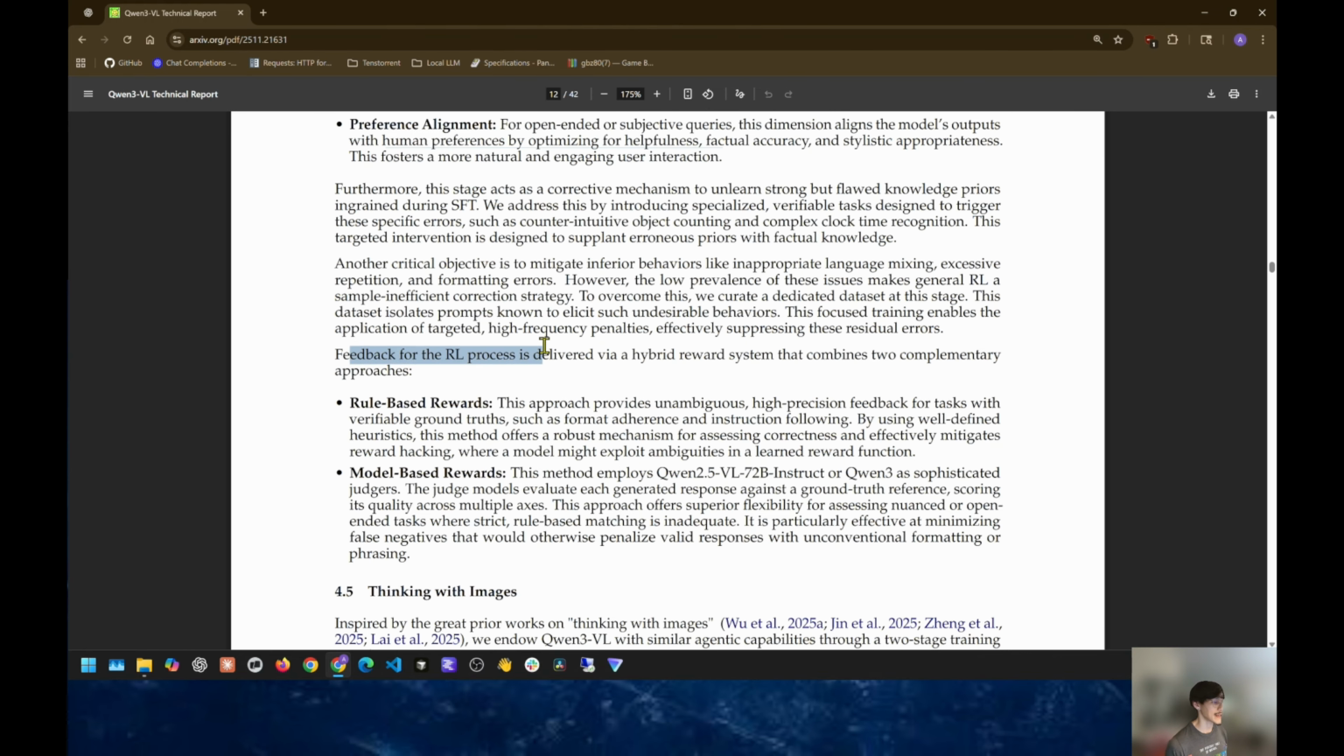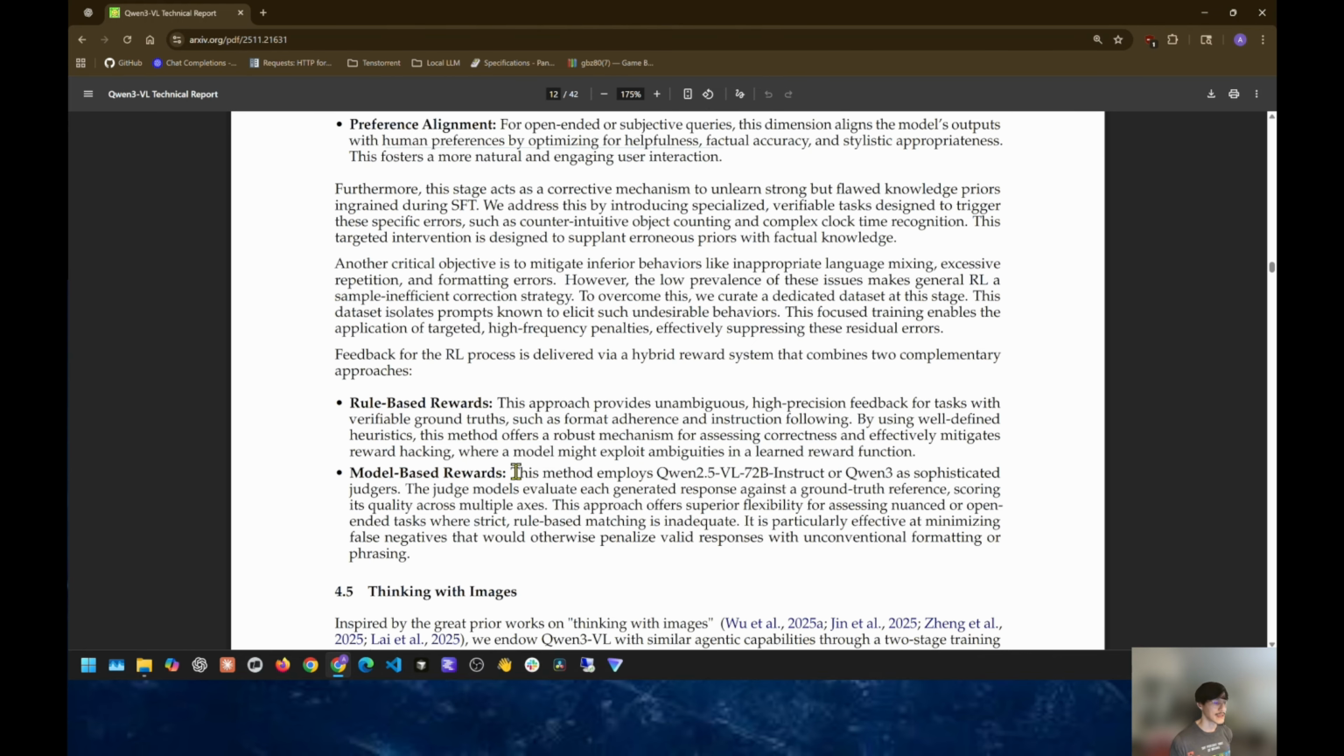Feedback for the RL process is delivered via a hybrid reward system that combines two complementary approaches. Rule-based rewards. This approach provides unambiguous, high-precision feedback for tasks with verifiable ground truths such as format adherence and instruction following. By using well-defined heuristics, this method offers a robust mechanism for assessing correctness and effectively mitigates reward hacking, where a model might exploit ambiguities in a learned reward function.